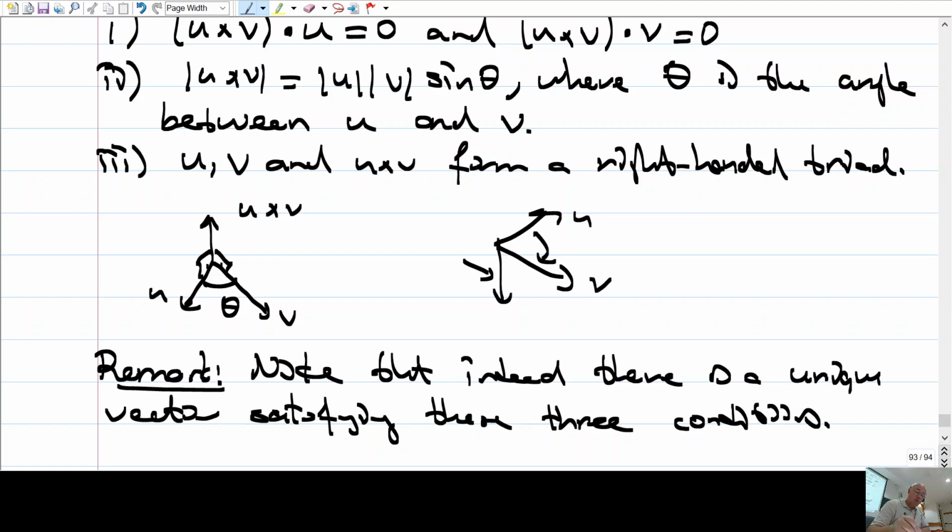There are two vectors, but I choose one of them. I choose this one. Why is that? Because the other one doesn't satisfy condition 3. That one with u and v doesn't form a right-handed triad, but u, v, and this one determine a right-handed triad. Therefore, I take this one.